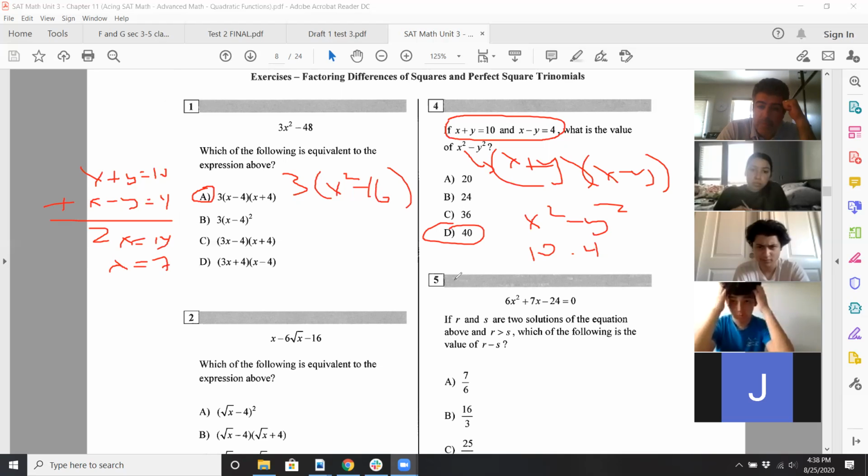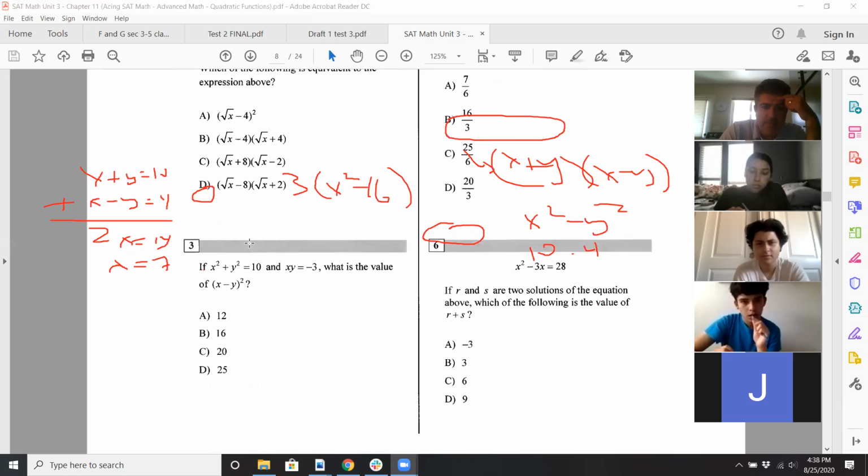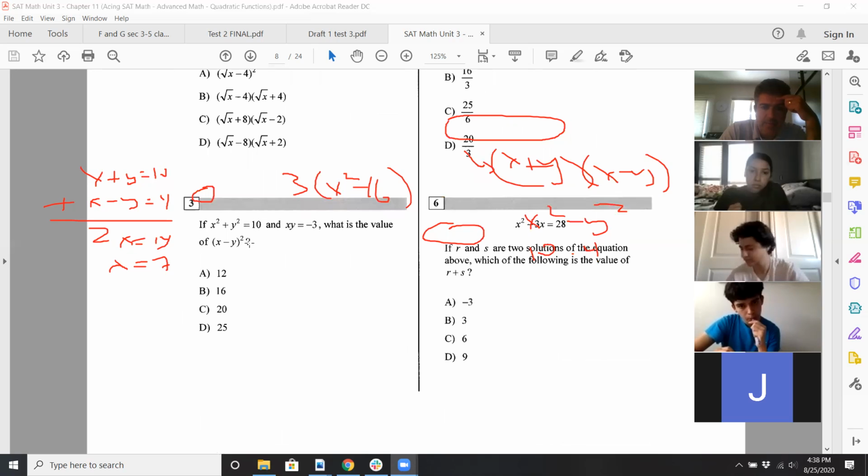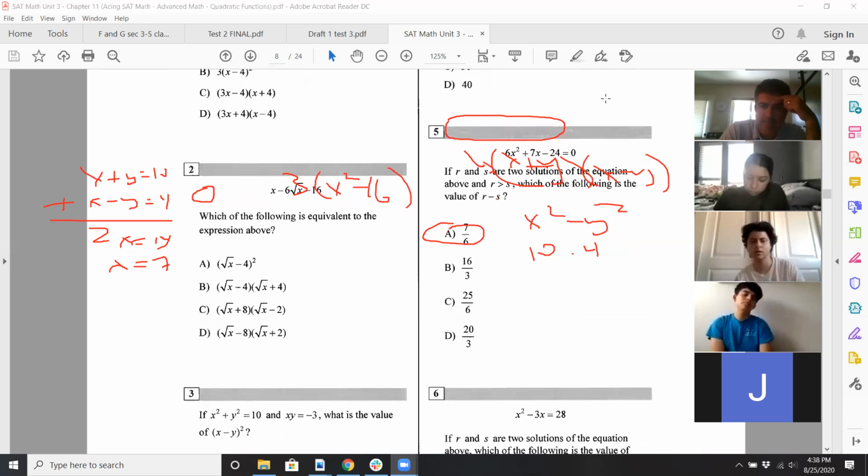5 will be a good opportunity for factoring, and that's kind of what I'm talking about, where they want you to solve for the zeros, and then, of course, once you solve for the zeros, take the difference. 2 is a little funky, but you can work backwards. 3 is kind of like 4, what I just did. 6 is kind of similar to 5.